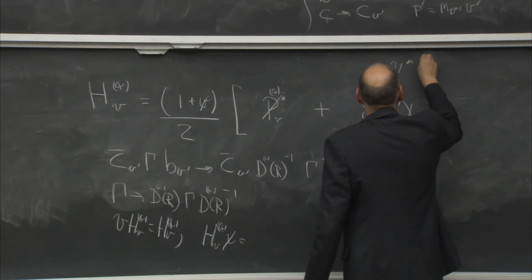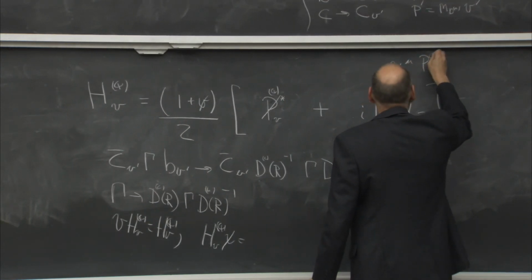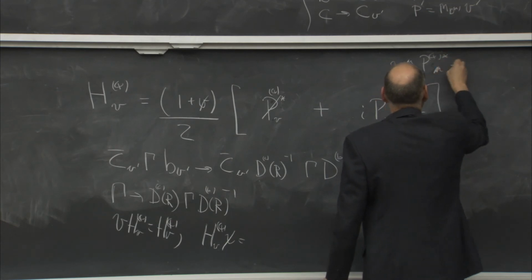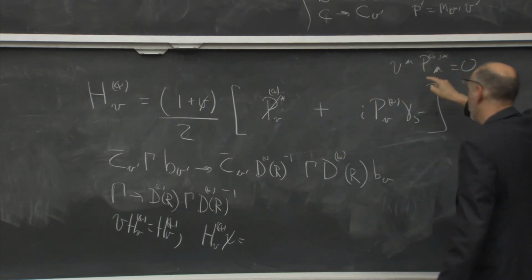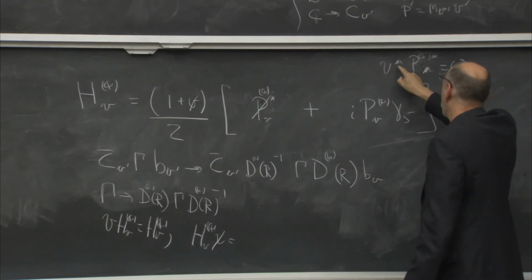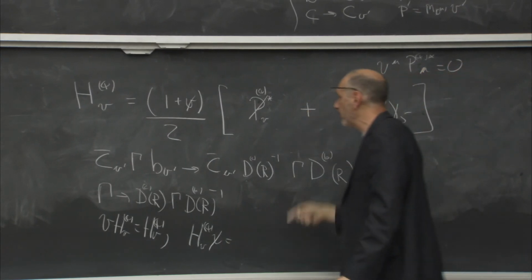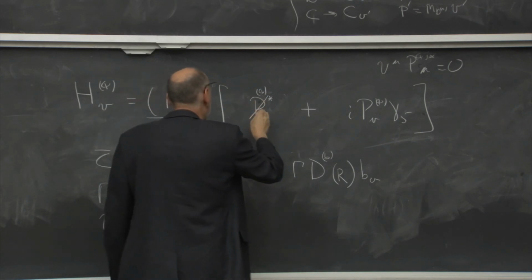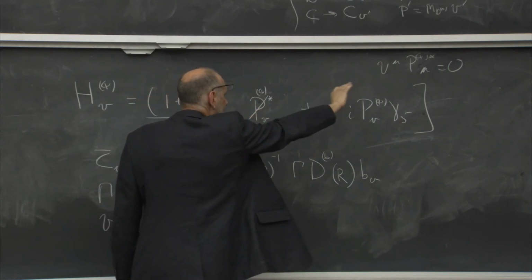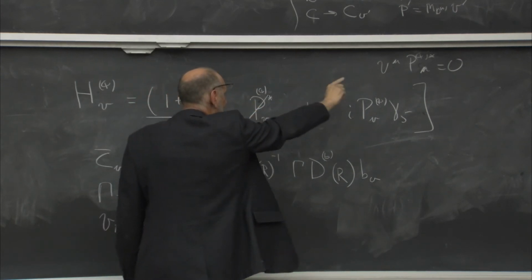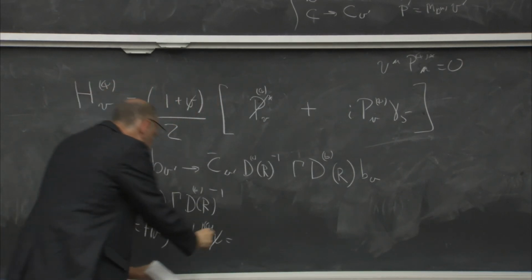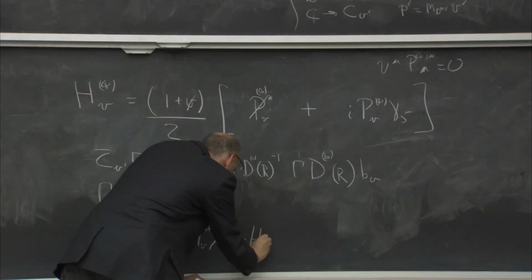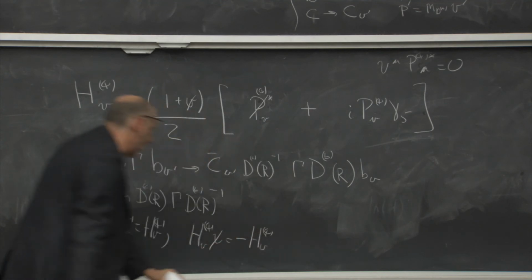I can move it through here because V mu P Q star mu is equal to 0. This is the transversality of the polarization vector again. Because of this constraint, I can move it through here, anti-commuting it through the gamma matrix, and the anti-commutator gives the V mu, which gives 0. And so you'll find that this is equal to minus HVQ.